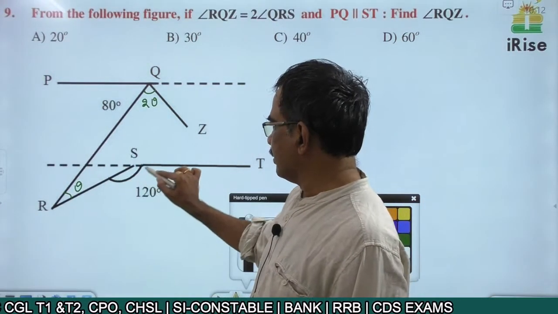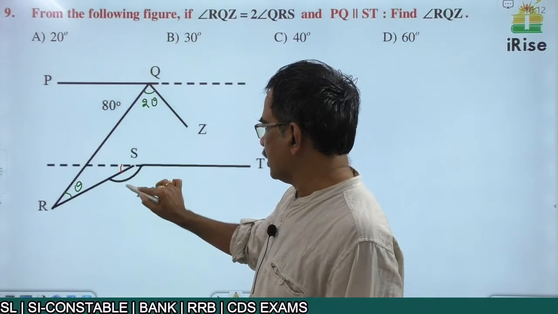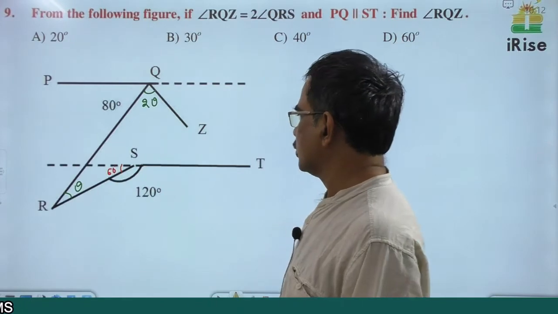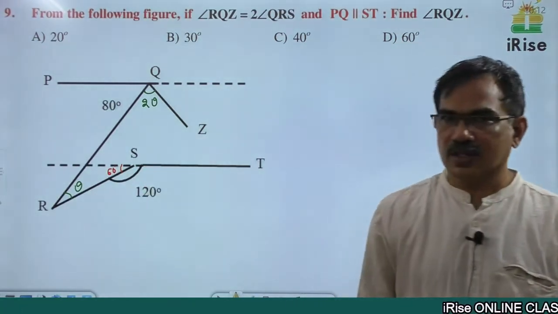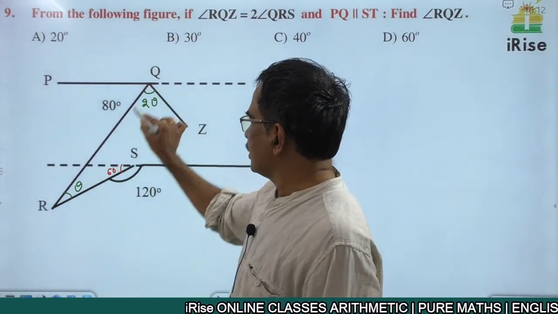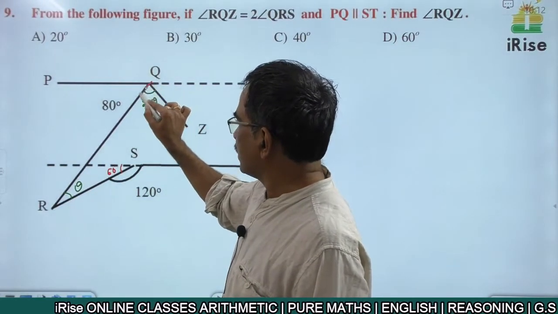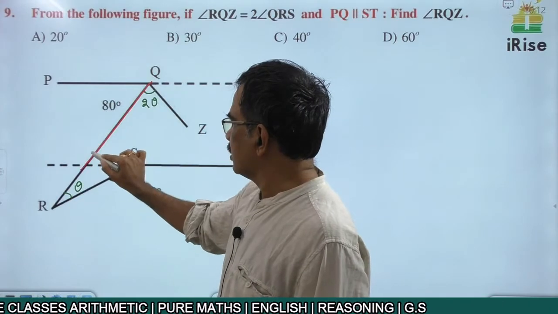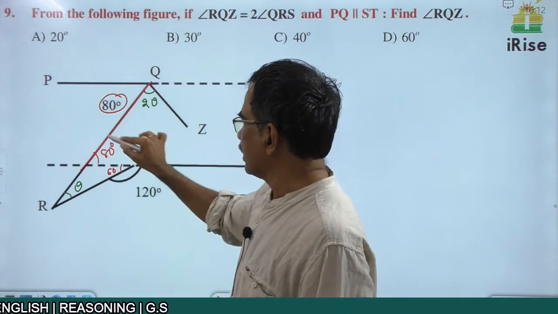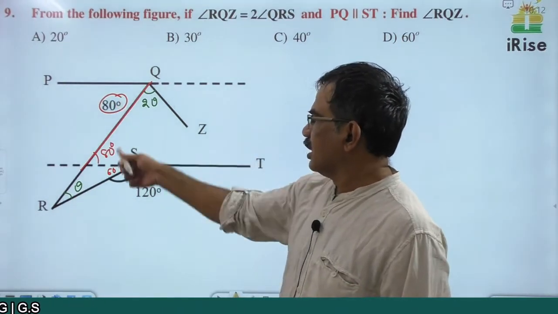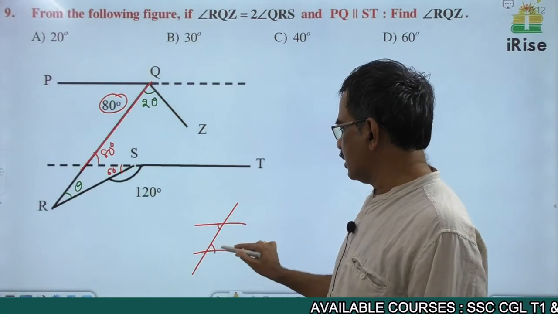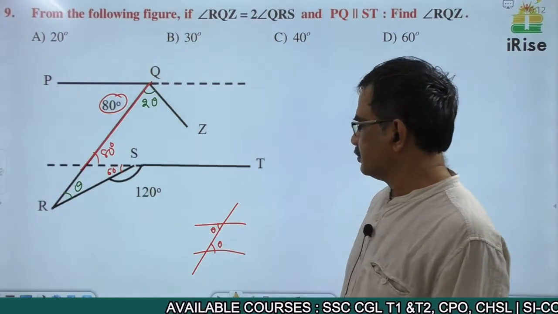See here, if this angle is given as 120, therefore this angle is nothing but 60 degrees. Total is 180. And this line and this line are parallel lines. Consider this as a transversal. Then this angle is equal to 80 degrees because when parallel lines are intersected by a transversal, alternate interior angles are equal.